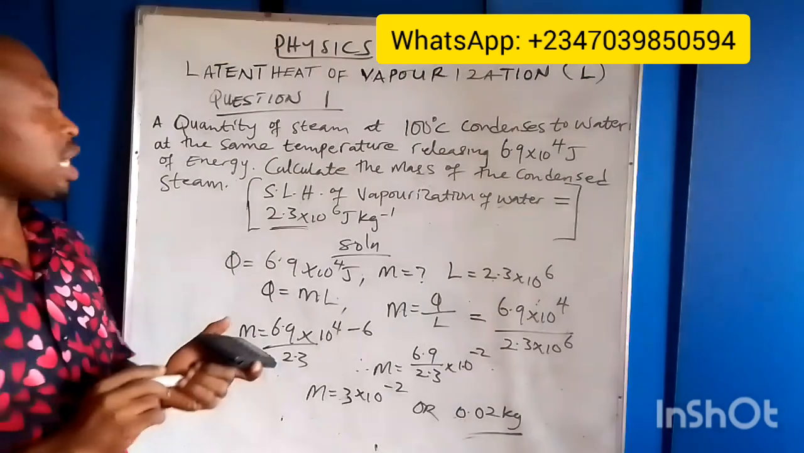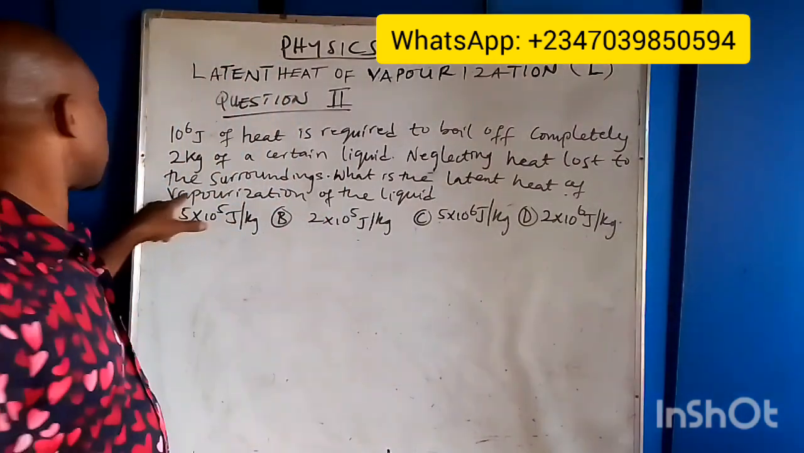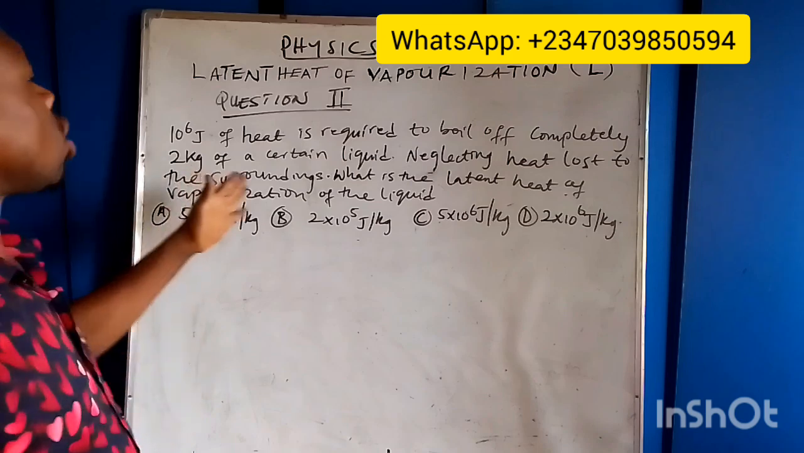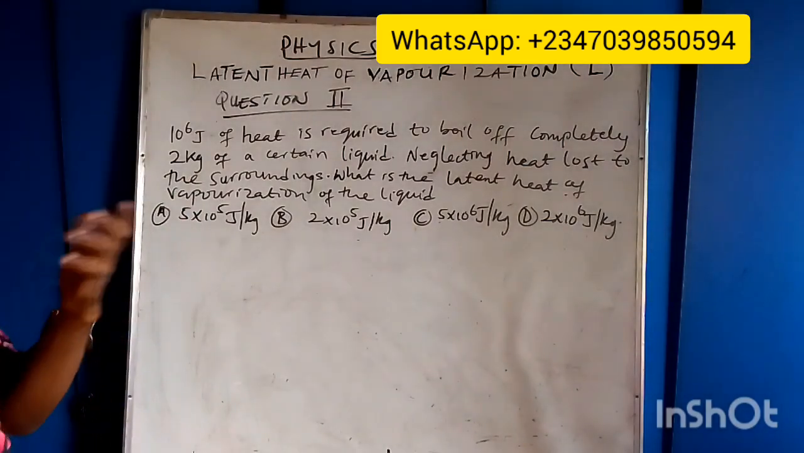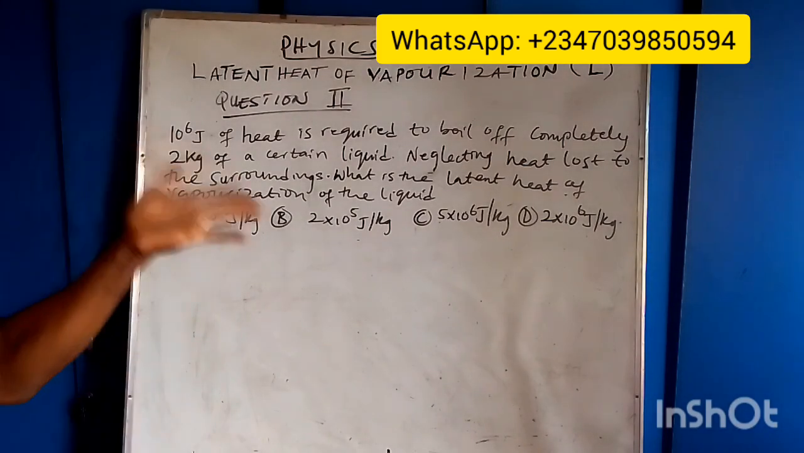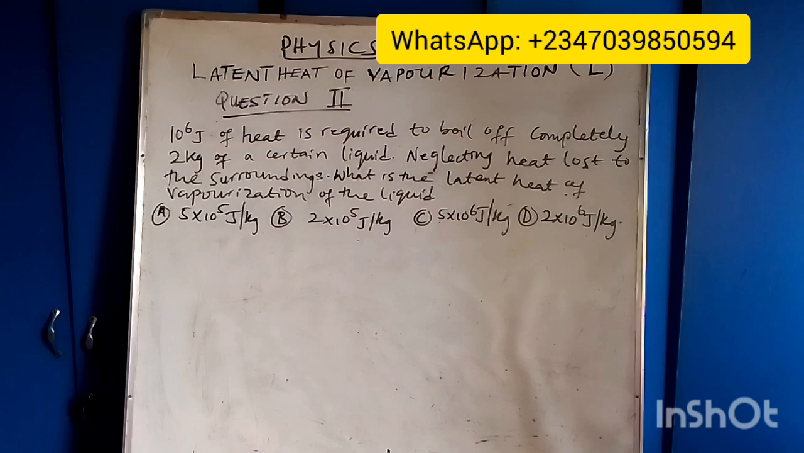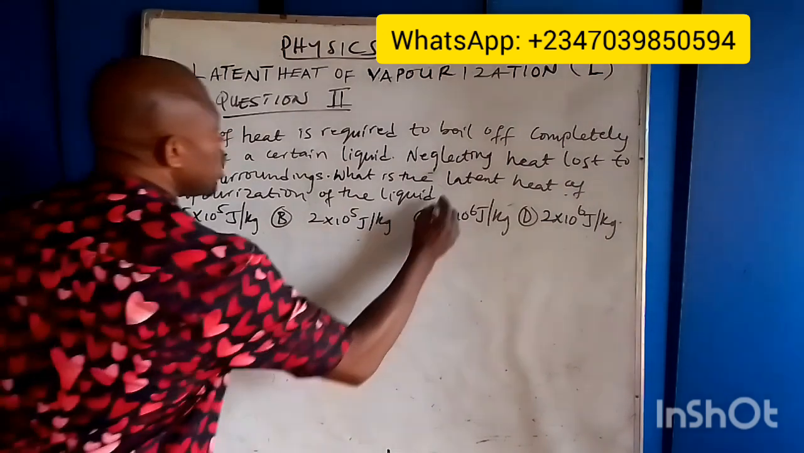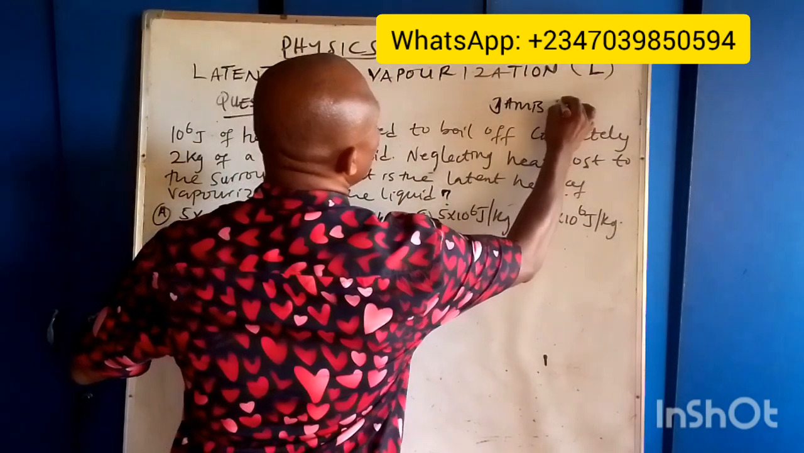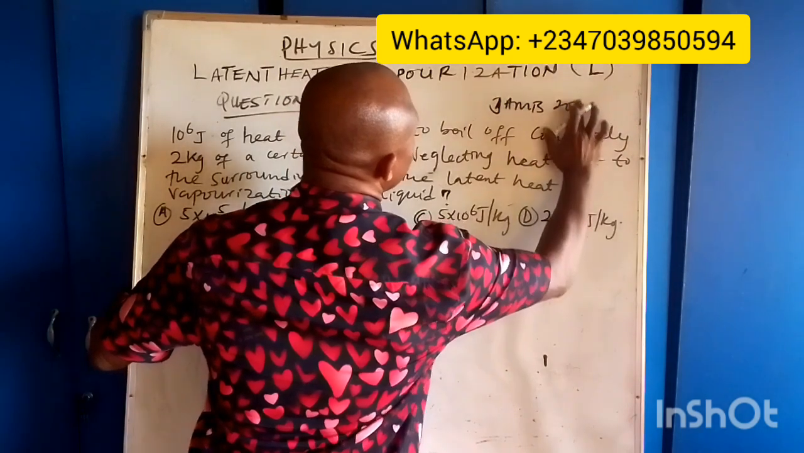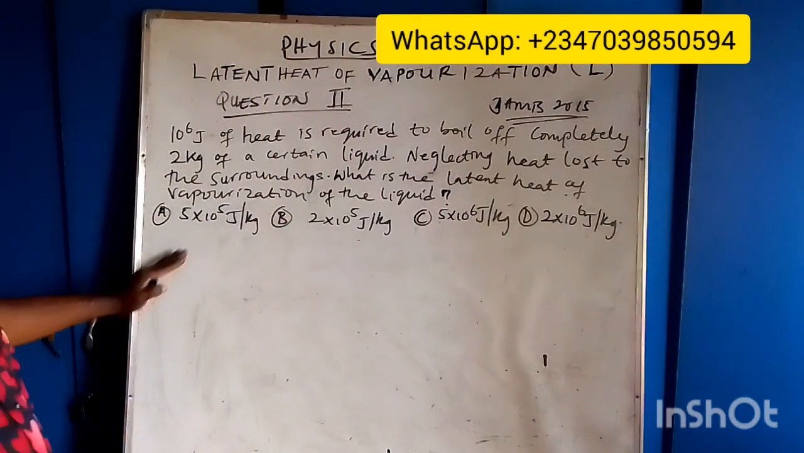That is it. Now we'll take the next question, the second question. This question says 10 raised to the power 6 joules of heat is required to boil off completely 2 kg of a certain liquid. Neglecting heat loss to the surroundings, what is the latent heat of vaporization of the liquid? This question came out in JAMB 2015. JAMB 2015 question.